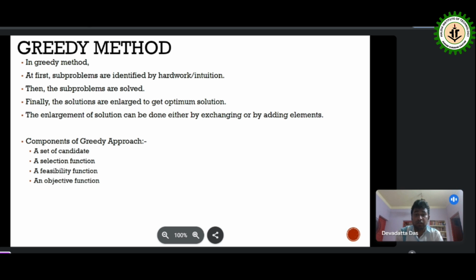So what is the optimum solution? Optimum solution means the best solution. So in the greedy method, in the end, we find the optimum solution. There are many components of the greedy approach: a set of candidates, a selection function, a feasibility function, and an objective function.